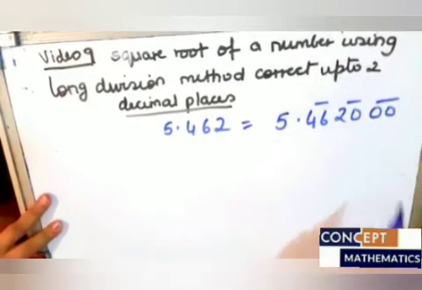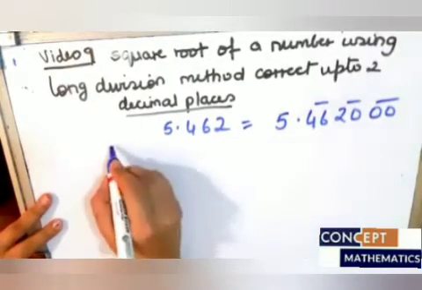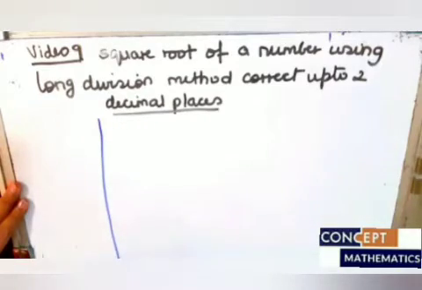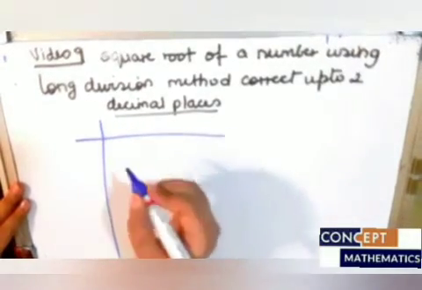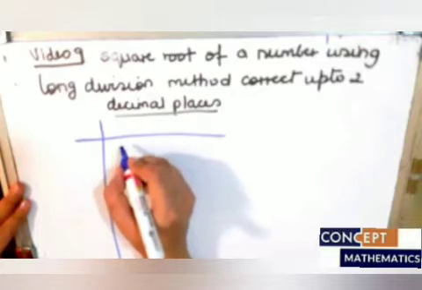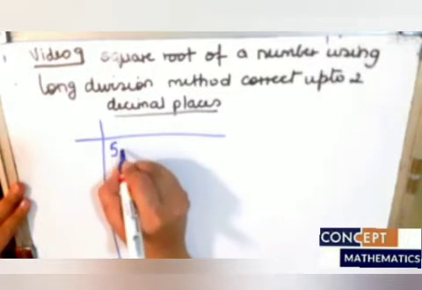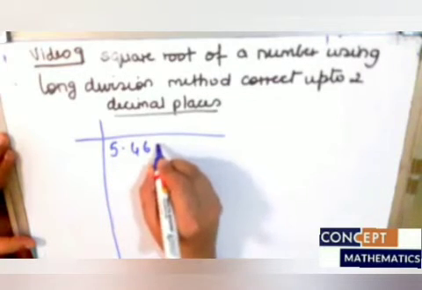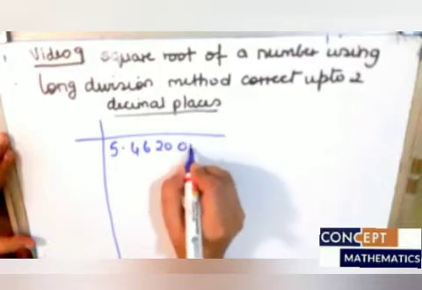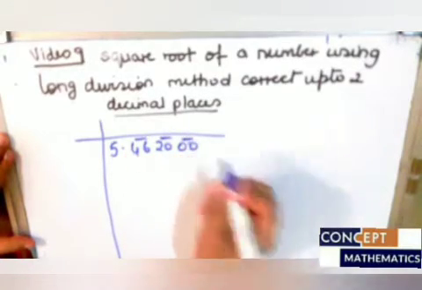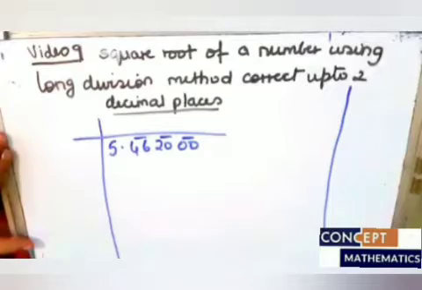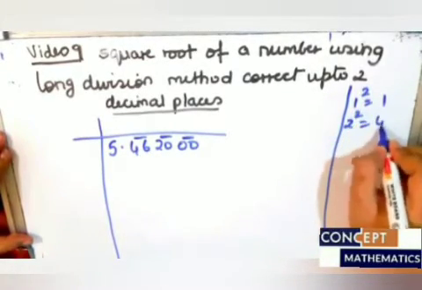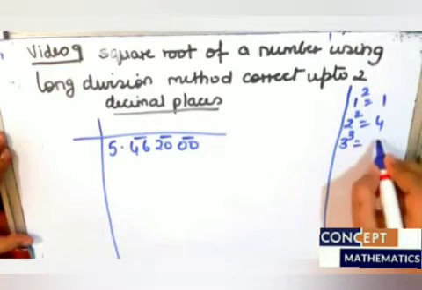Now you have to find the square root of this number. As you all know, in my previous video I explained how to find a square root by the long division method and with decimals also. So now this is 5.462000, and these are the pairs. What we always do is write the squares of numbers so that it is easy for us to know which number to take.